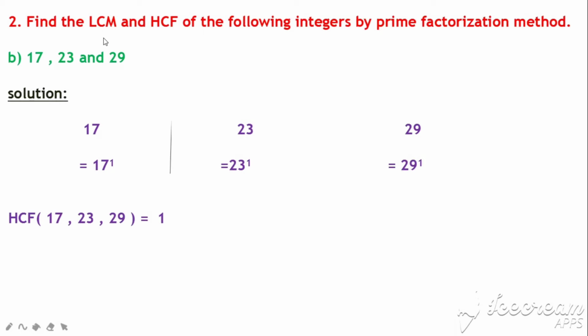And now coming to the LCM. What is the LCM? LCM is the greatest power of each prime factor. So 17 power 1 is the greatest one, 23 power 1 is the greatest one, and 29 power 1 is the greatest one. So the LCM is 17 into 23 into 29. When I multiply all these numbers, I get the LCM as 11339. So the HCF is 1 and the LCM is 11339.